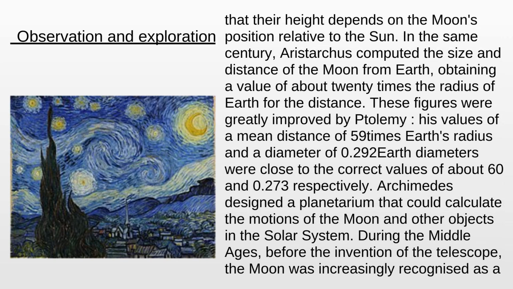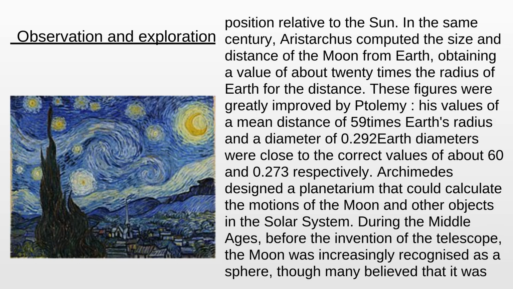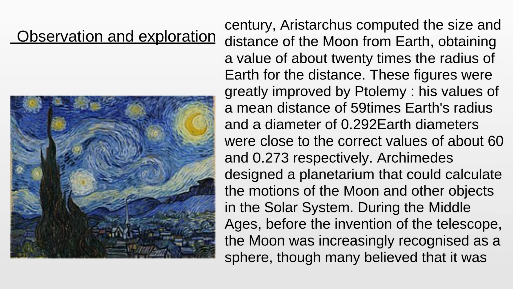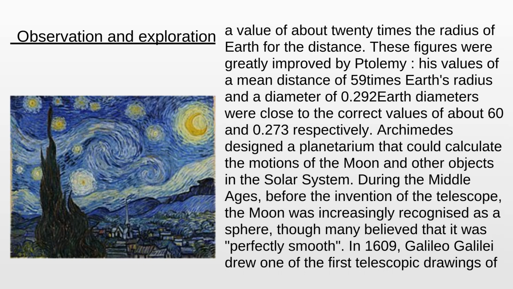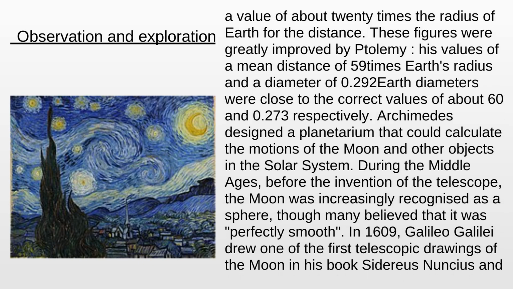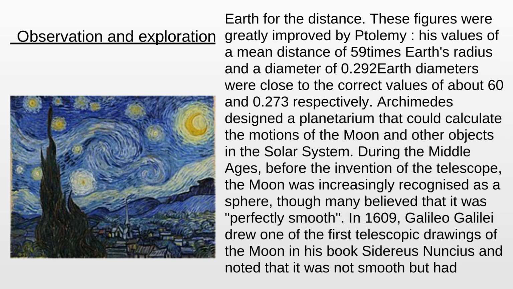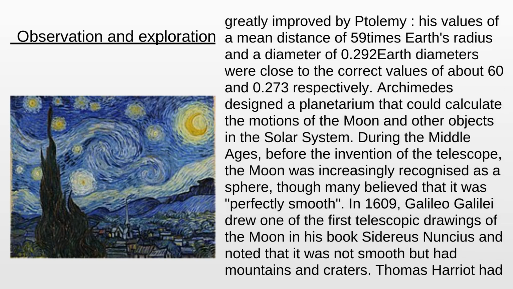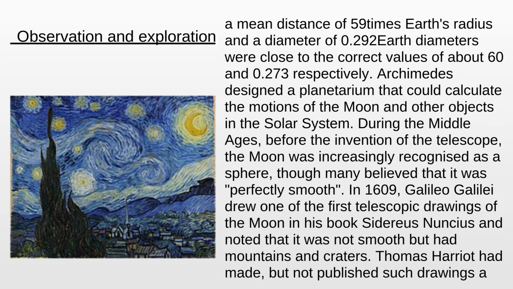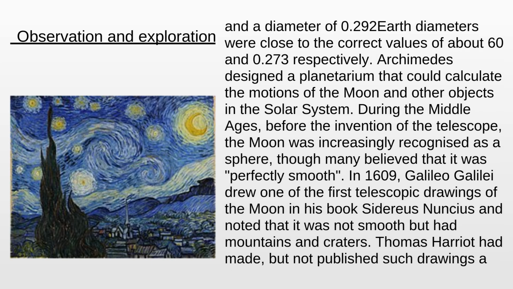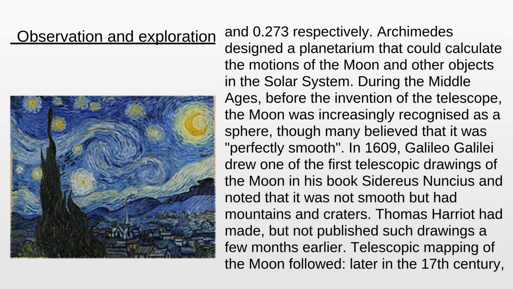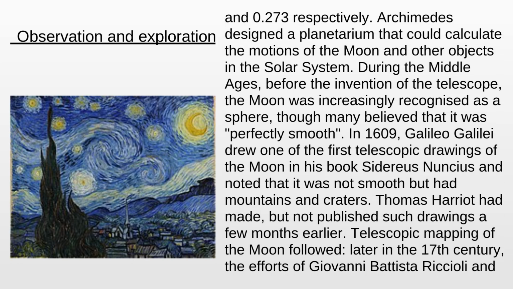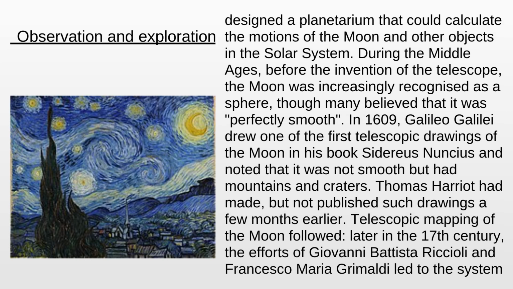In the same century, Aristarchus computed the size and distance of the Moon from Earth, obtaining a value of about 20 times the radius of Earth for the distance. These figures were greatly improved by Ptolemy. His values of a mean distance of 59 times Earth's radius and a diameter of 0.292 Earth diameters were close to the correct values of about 60 and 0.273 respectively. Archimedes designed a planetarium that could calculate the motions of the Moon and other objects in the solar system.